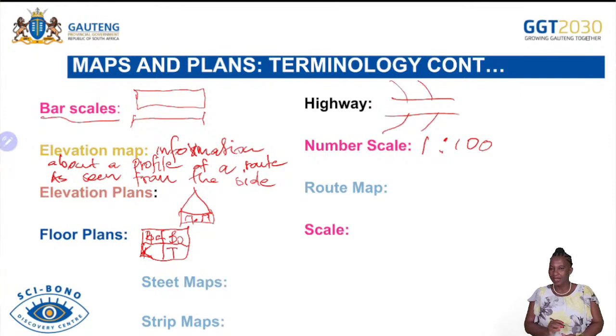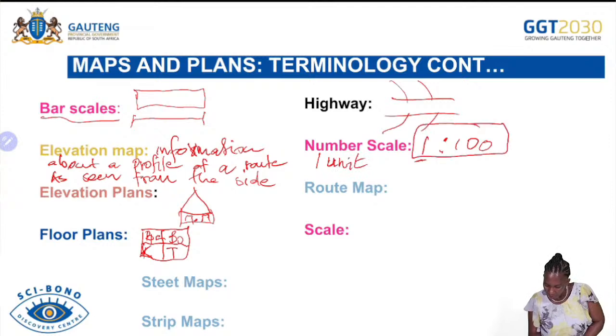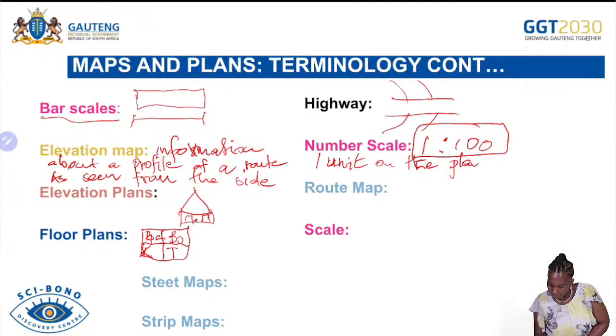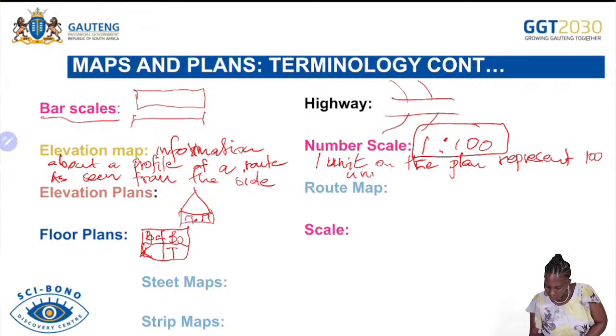So with this number scale, if it's given to us like this, we say, okay, fine. According to this, it says 1 unit on the plan, this 1 is 200 or 1 is 100. What does it represent? It says 1 unit on the plan represents 100 units on the ground.